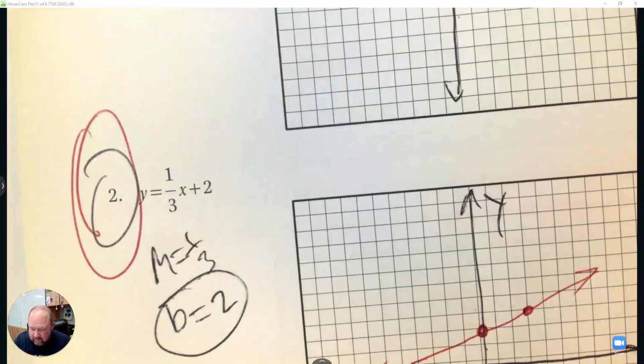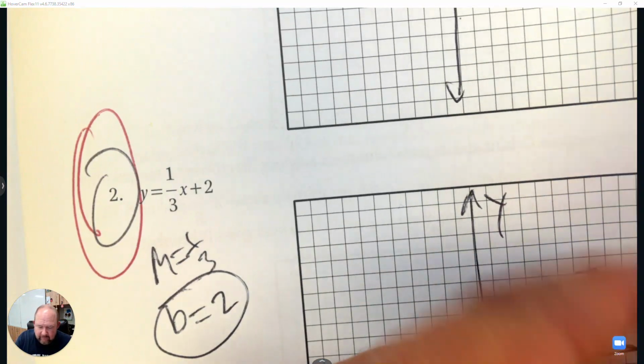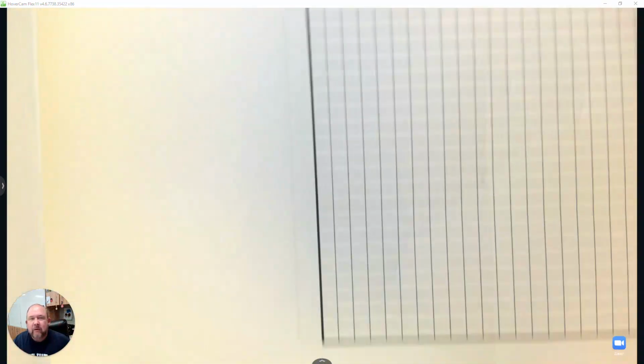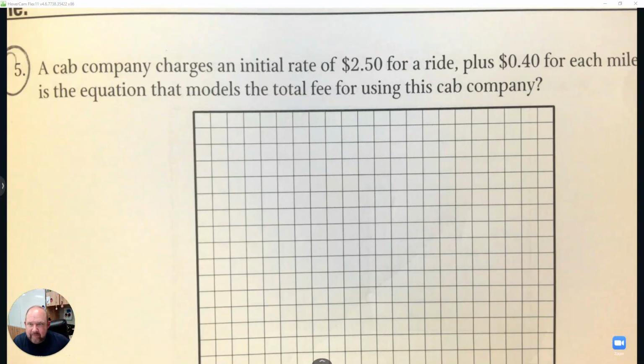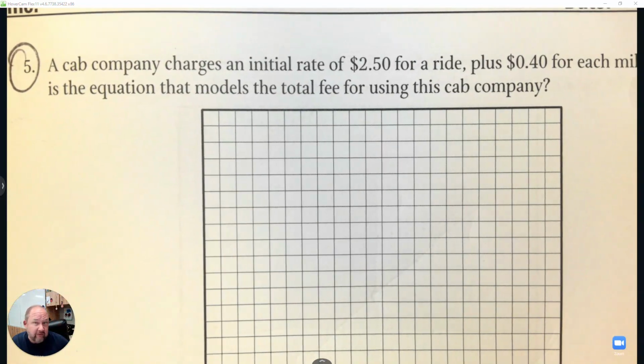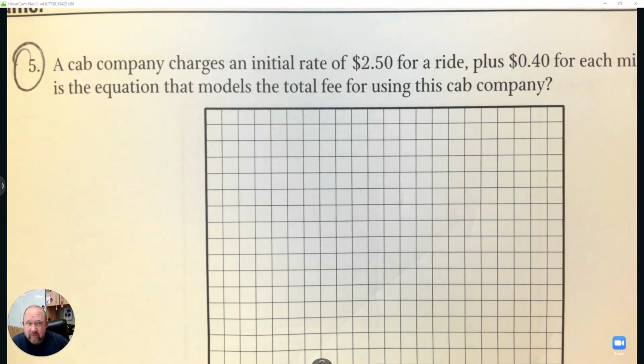All right, turn the page. For some, your next homework question is 5. For some, it may not be 5. So if it's not 5 or 6, then you can fast forward to the next homework question you have.